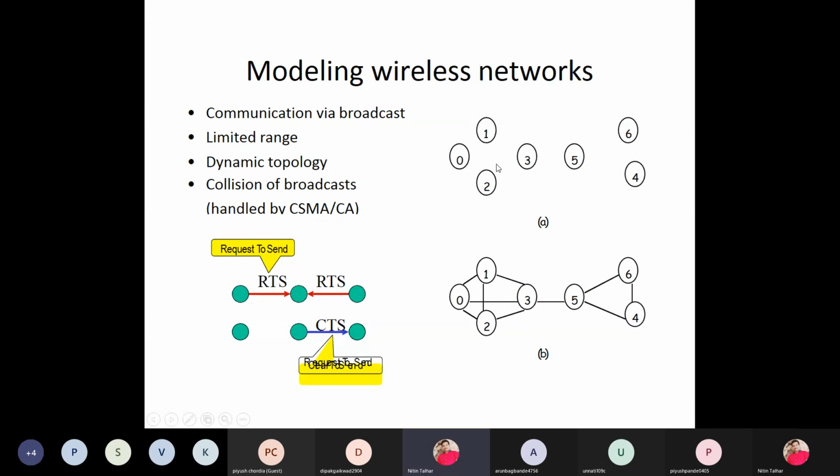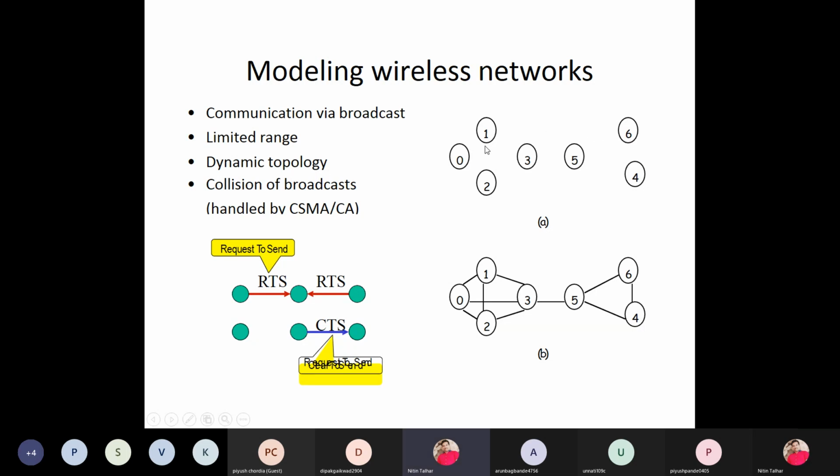Now in this diagram you can see the modeling of the wireless network: communication via broadcast, limited range, dynamic topology, and collision of broadcast handled by CSMA/CA. Then these are the protocols that you can see: request to send, clear to send.